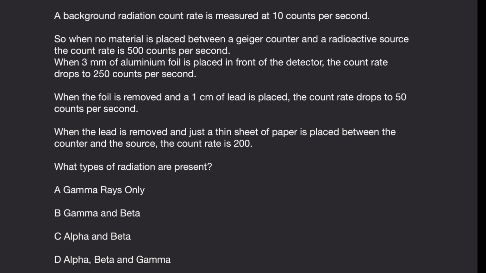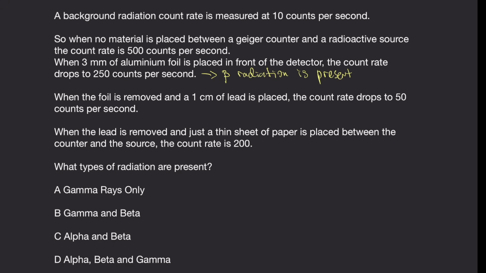Let's do a practice question. A background radiation count is measured at 10 counts per second. When no material is placed between the Geiger counter and the radioactive source, the count rate is 500 counts per second. Okay, so adjusted, this will be around 490 or so. When 3 millimeters of aluminium foil is placed in front of the detector, the count rate drops to 250 counts per second. This statement here is telling me that beta radiation is present, because the beta radiation would have been absorbed by the foil. When the foil is removed and then 1 centimeter of lead is placed, the count rate drops to 50 counts per second.